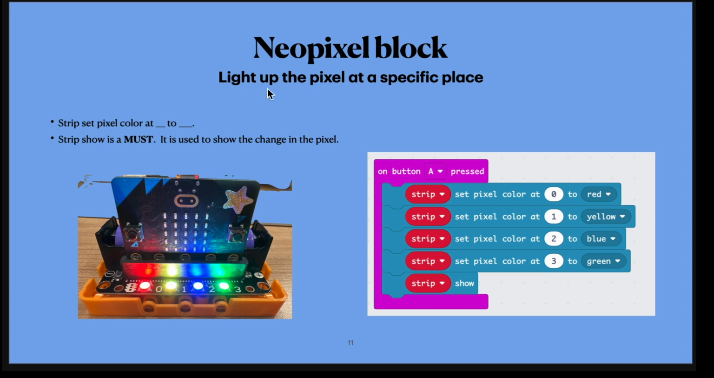Then there is one method to set a pixel at a specific place. So you have 0 to be red, 1 to be yellow, 2 to be blue, and 3 to be green. This is how you set a specific place to be a specific color. This strip show is a must, because if you do it without this statement, then you cannot see the change.